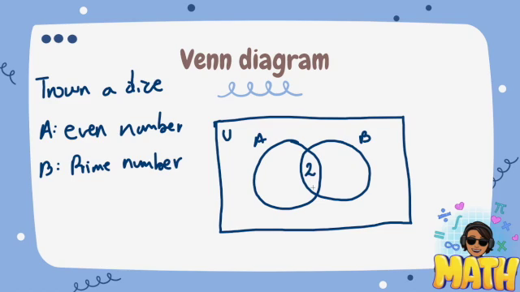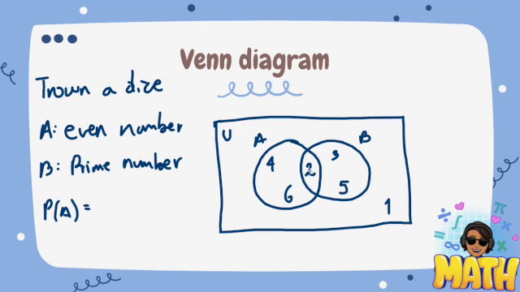So now I'm able to write the other values, okay? So the other values that belong to A are 4 and 6. Those are all the even numbers. Now for B, the prime numbers are 3 and 5, and there is one number that doesn't belong to either of these events, which is 1, right? So this is pretty much what we do.